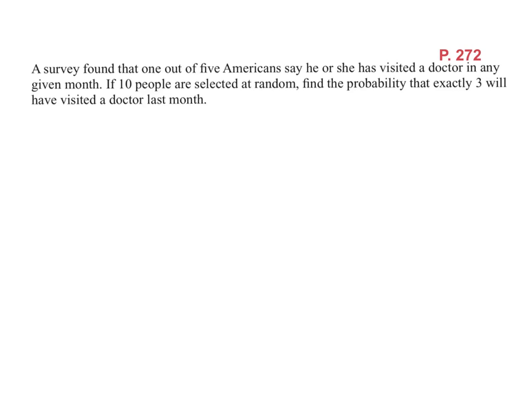So let's decide if it's binomial first. Okay, 2 possible outcomes. What are they? Gone to the doctor or not gone? Either you went to the doctor or you didn't. So there's 2. Fixed number of trials. How many people are selected? 10. It's already set. Does one person going to the doctor impact somebody else going to the doctor? No. Okay. So I think we're good. Probability is good.